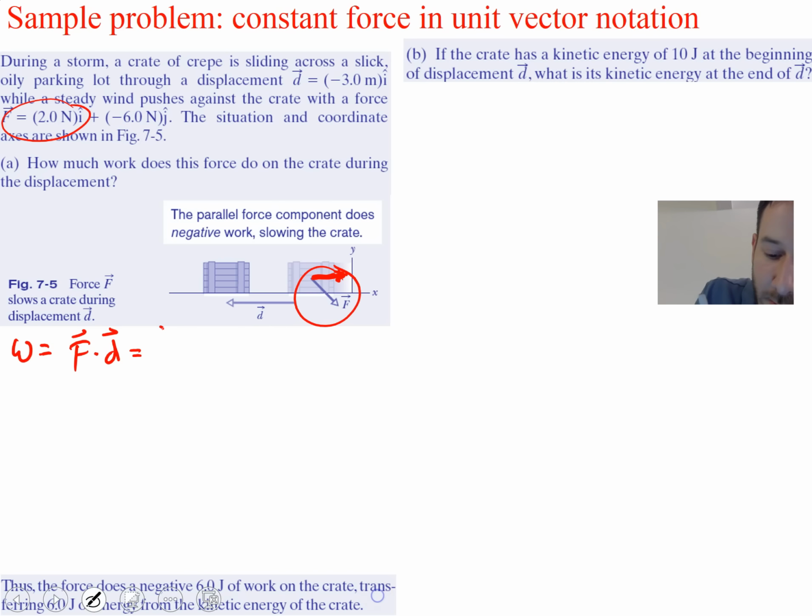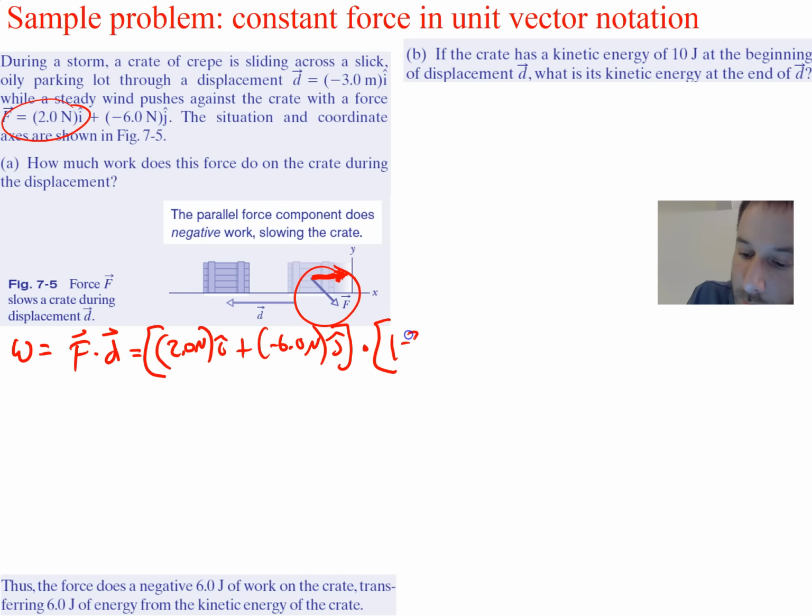All right, so writing this out, you have our force, which is 2.0 newtons in the I direction, plus negative 6.0 newtons in the J direction. That's actually in the negative J direction, right? And this is dotted with negative 3.0, oops, this is in meters, because this is our distance. And this is in the I direction, right, which is the x direction. Okay.